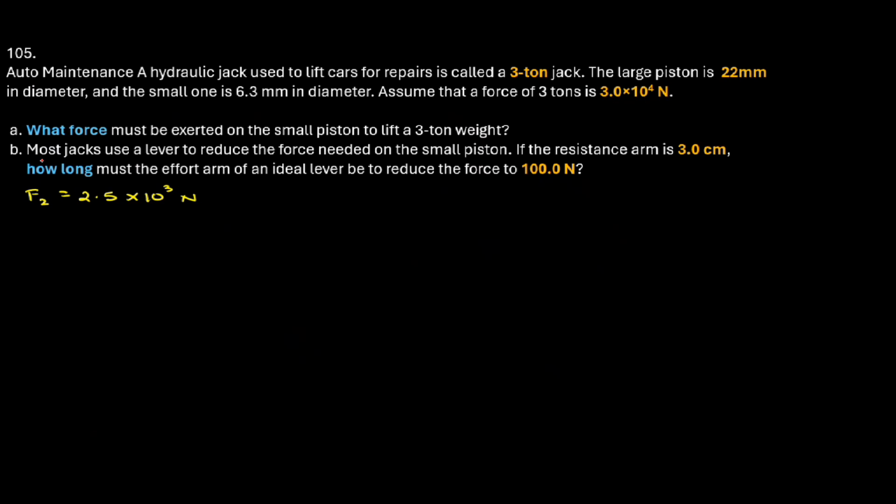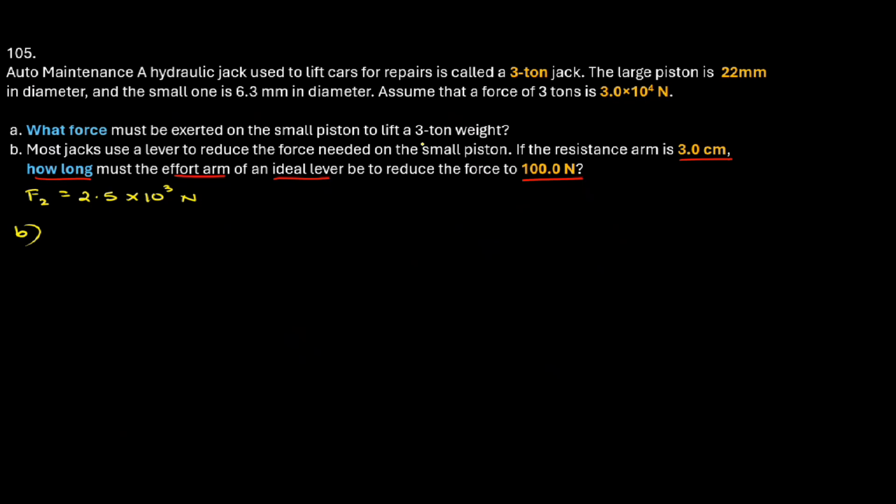Part B of the question says, most jacks use a lever to reduce force needed on a small piston. If the resistance arm is 3 centimeter, how long must be the effort arm of an ideal lever be to reduce the force to 100 Newton?